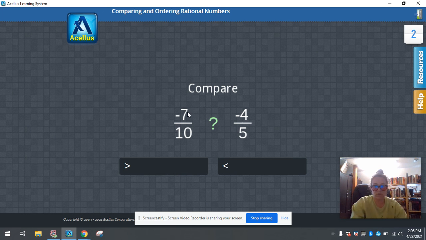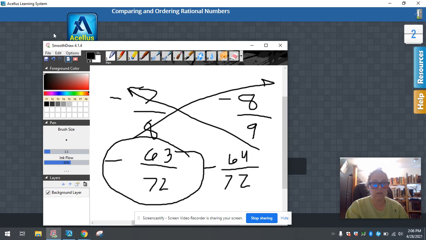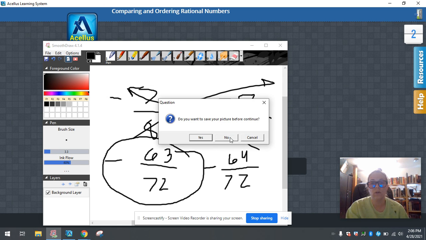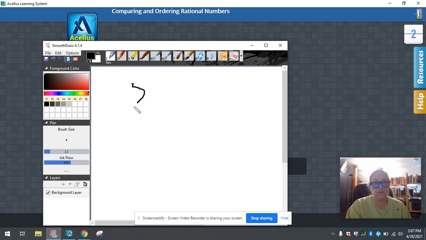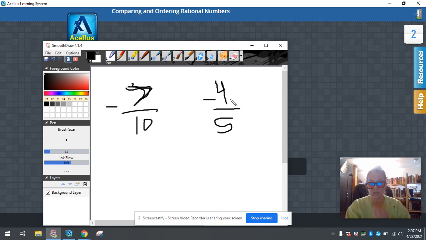7/10 and 4/5. So we're going to do this one a little differently, and I'll talk you through it. So 7/10, and these are negative, and 4/5. Now, if I'm good at mental math, instead of finding a common denominator and cross multiplying, I can just change this fraction into higher terms. Really, I just need to have a common denominator. I know that 5 fits into 10 really easy. So if I just multiply 5 by 2, I got 10.